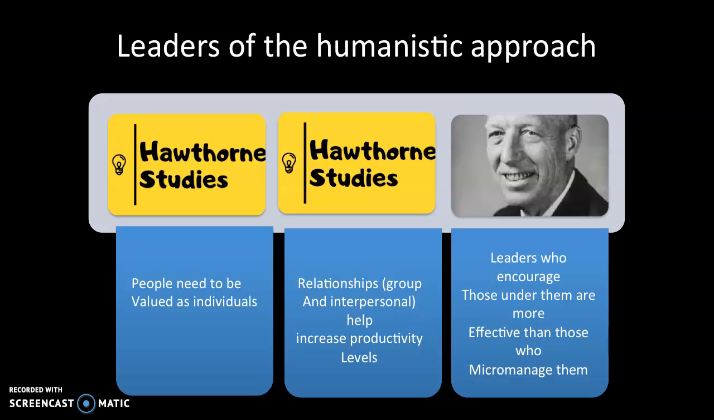So not only does just knowing a specific task and being in the correct condition to complete that task increase productivity, that's not the only thing. Having a chain line isn't the only way to be productive, but actually people become productive based on their relationships with their supervisors, their managers, and those that work around them. And Douglas McGregor said that leaders who encourage those under them are more effective than those who micromanage them.